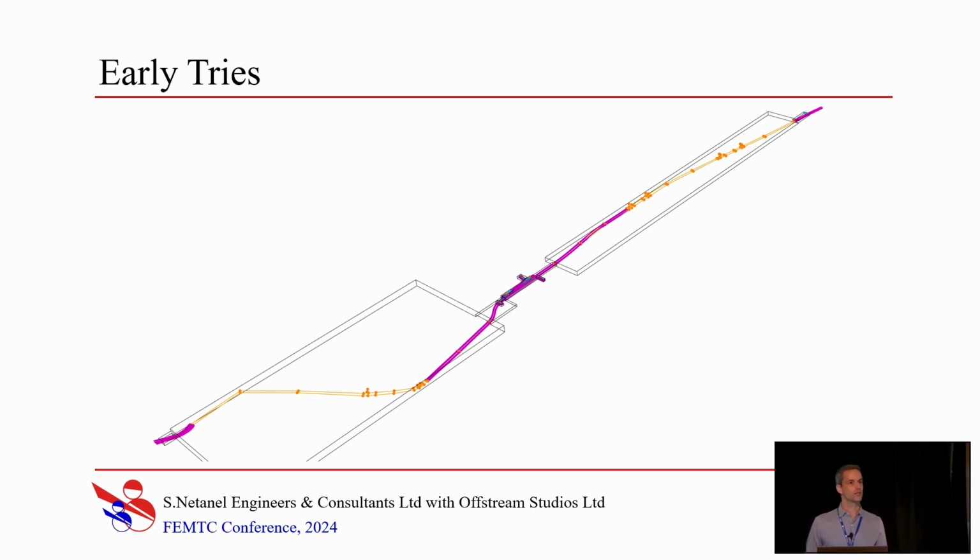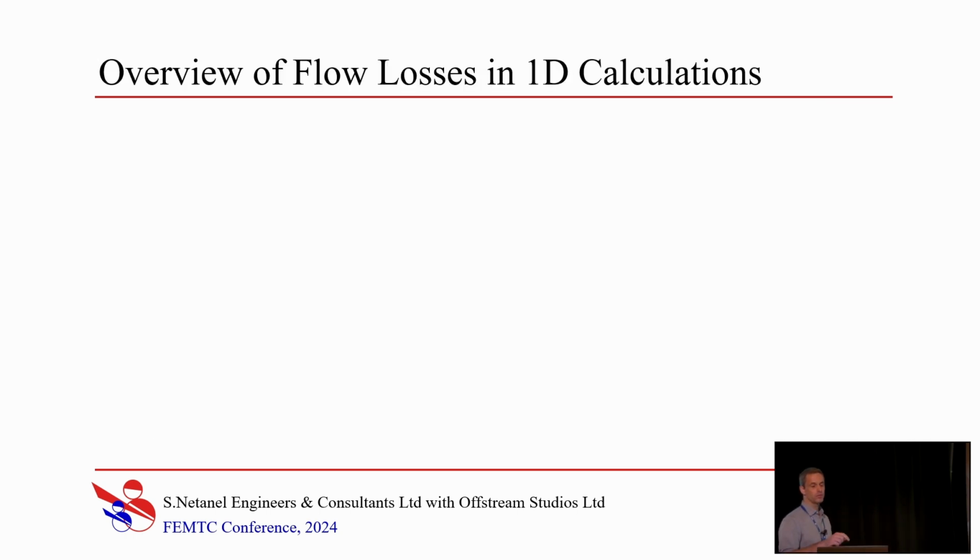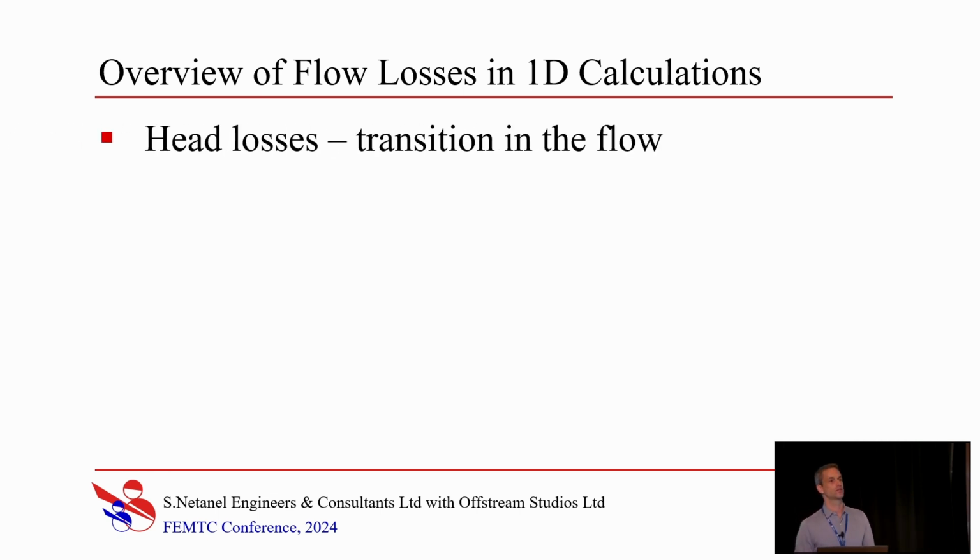In the end, I just got to the conclusion that my model was too complicated. So to simplify my model, I needed to take a look at pressure losses and the way that they were represented in the 1D calculation. First type of loss I want to talk about are head losses due to transitions in the flow.